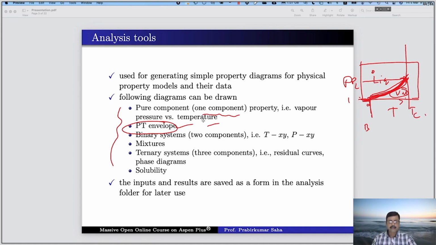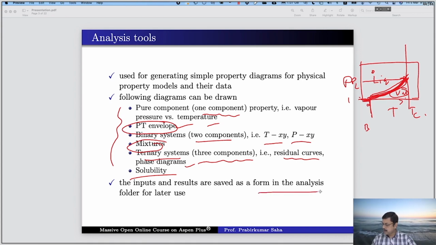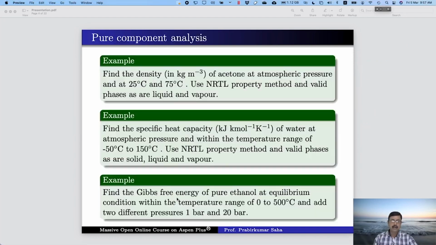And then for binary systems, that is two components, we will have TXY diagram and PXY diagram. Then we'll discuss mixtures. Ternary systems, like three components, we will learn residual curves and phase diagram. And finally, we'll learn about solubility. And then we'll learn the inputs and results that could be saved in the form of analysis folder for later use. Now, this can be better learned through some examples.